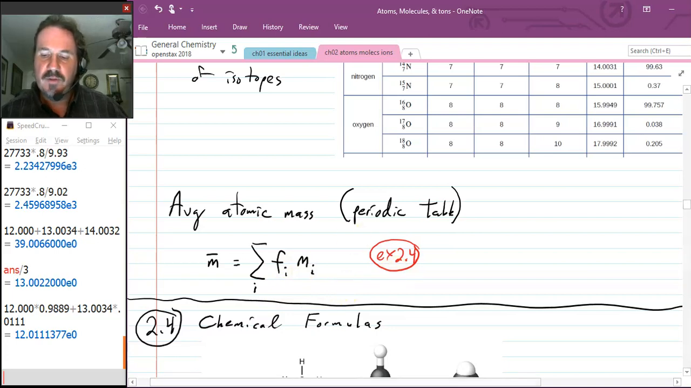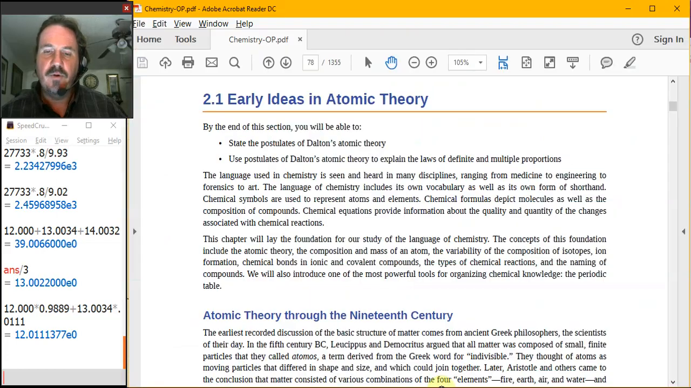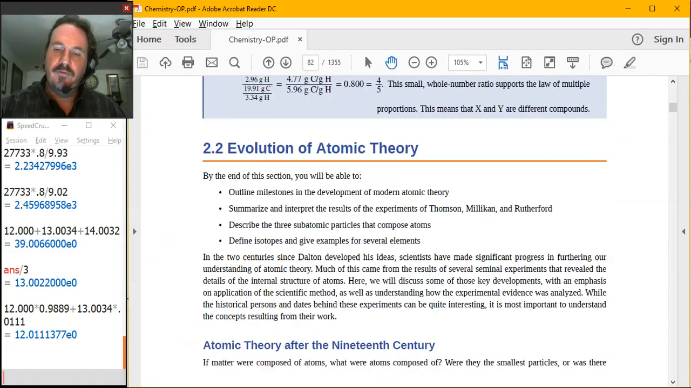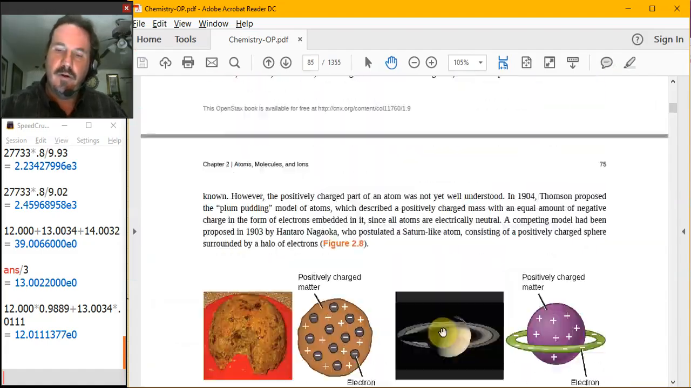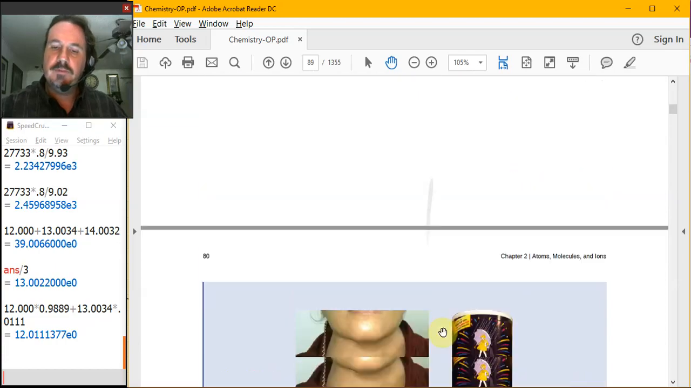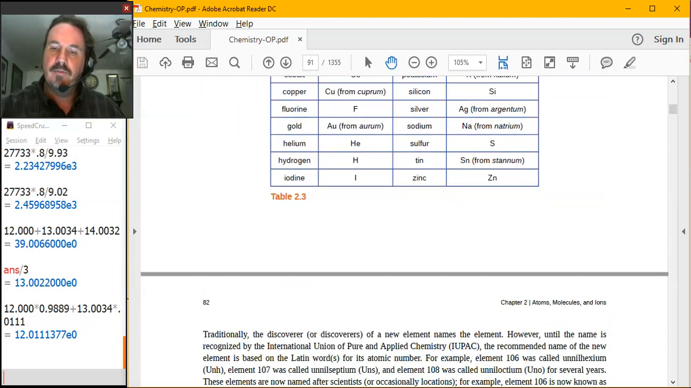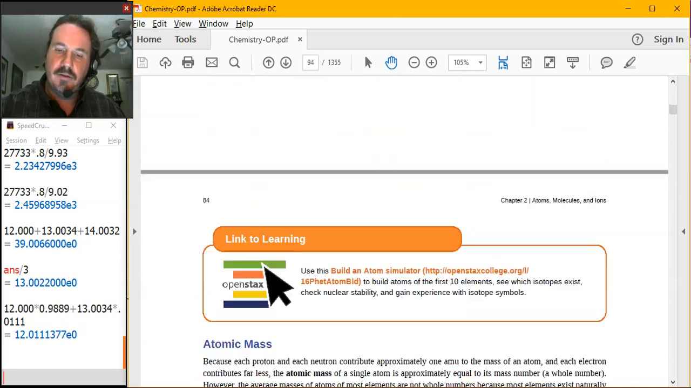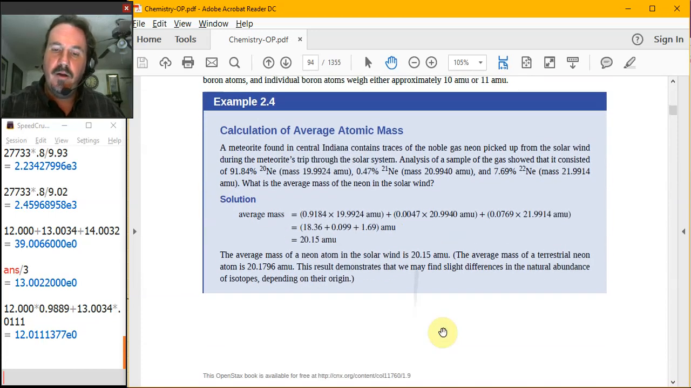Example 2.4 from the text. I did an example for you, but let's take a quick look at that here. Scroll up to 2.4. We already talked about all this stuff, didn't we? Okay, I think we're getting close now. Isotopes, there's that complete chart for you. Okay, here we go.